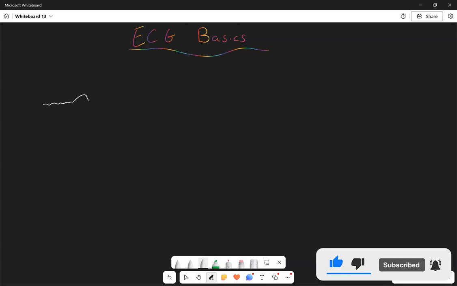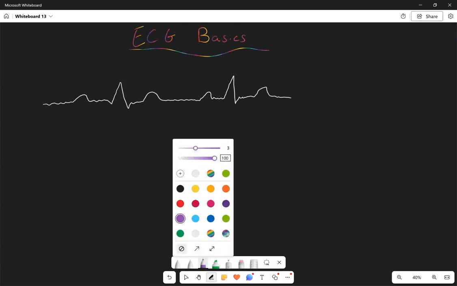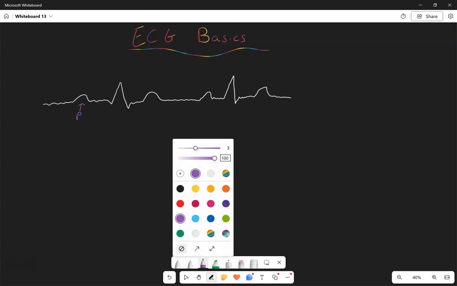If we take a look at the readout from an EKG or an ECG, it's going to look something like this. Like so. Right? And each of these different regions represent different things. So this region here, this is what we call the P wave. This is the P wave. Okay? So we can see another P wave down here.